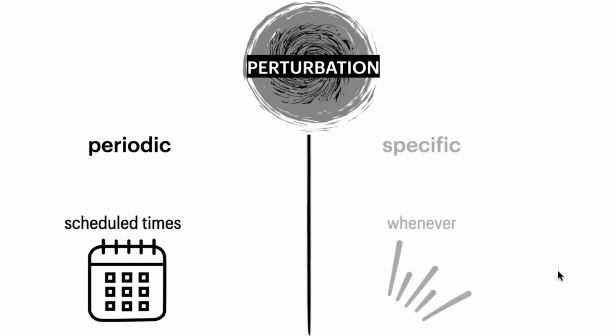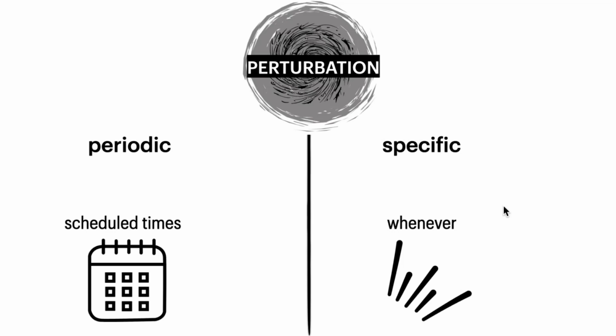The other way to look at perturbation could be to say, hey, it's periodic. We perturb every day at a particular time. So we have a scheduled time in the way we perturb. Maybe every night we run some stuff. So we are perturbing a system at a scheduled time. Second, it could be whenever. I don't really have a scheduled time.